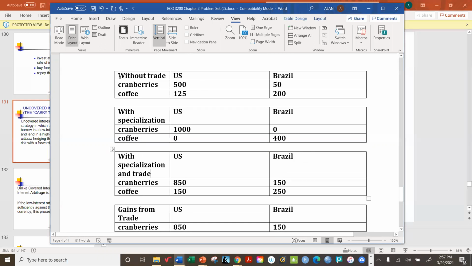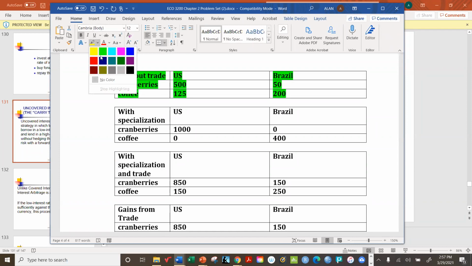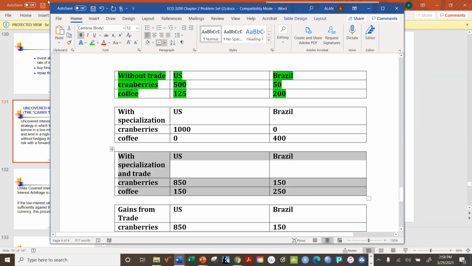All right, so without trade, this is what we had. With trade, we have this one. These are the ones you're comparing to each other. In fact, maybe I'll color them the same color so we can see what's going on here. So that's with trade. This is without trade. This is with specialization and trade.